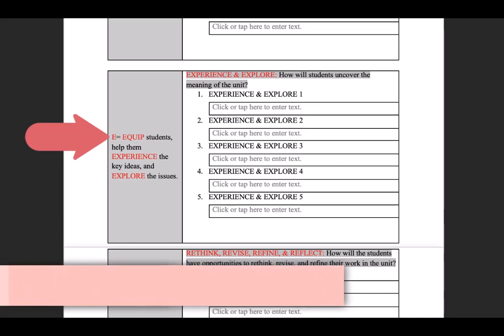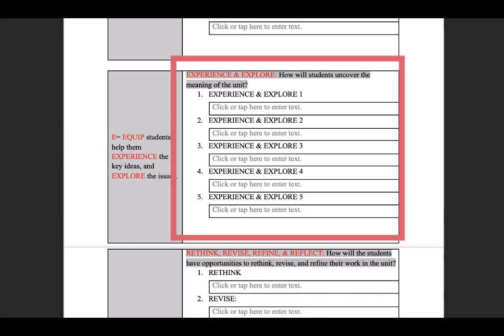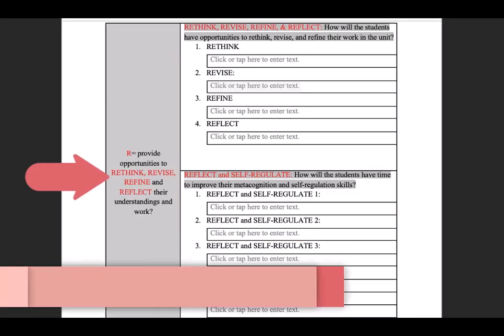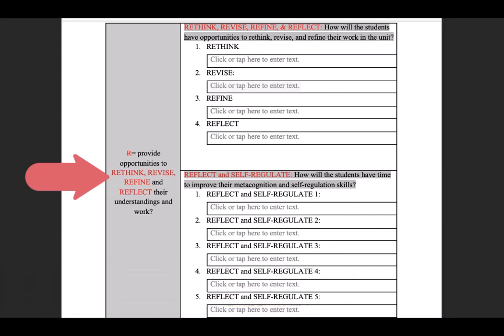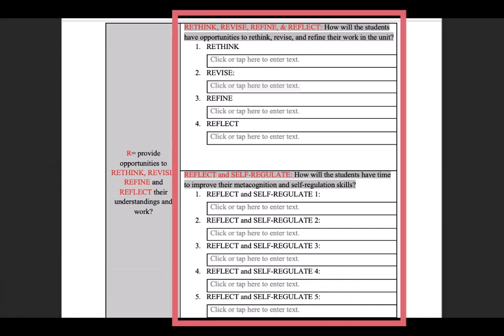This is all about giving students the tools they need and experiences and knowledge so that they can meet the goal of the lesson. R is how we will help the students rethink, revise, refine, and reflect. We want them to be able to self-regulate. Using reflections throughout the lesson is very important. In this first section, you will determine what opportunities you have made available for the students to rethink, revise, and refine. In the next section, you will list the opportunities to reflect and self-regulate.